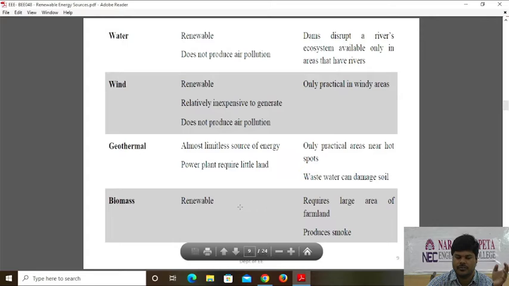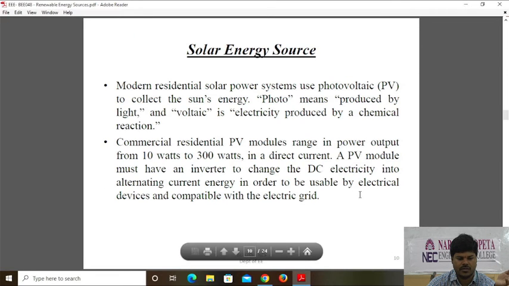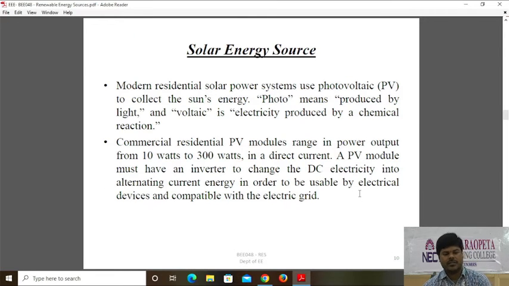Biomass is a pure renewable energy source and requires a large area of farmland, produces smoke. We will discuss further what is biomass. So coming to the first renewable energy source, first one is solar energy.